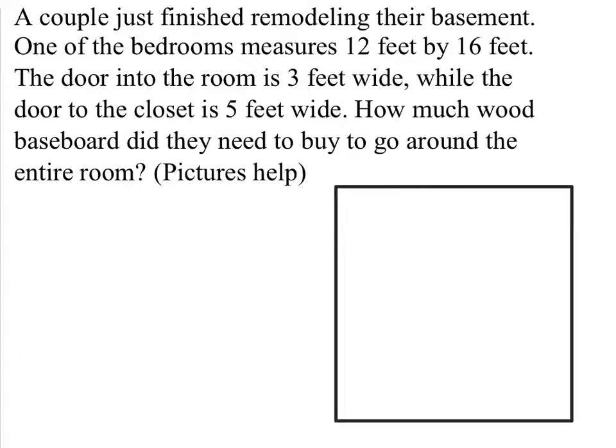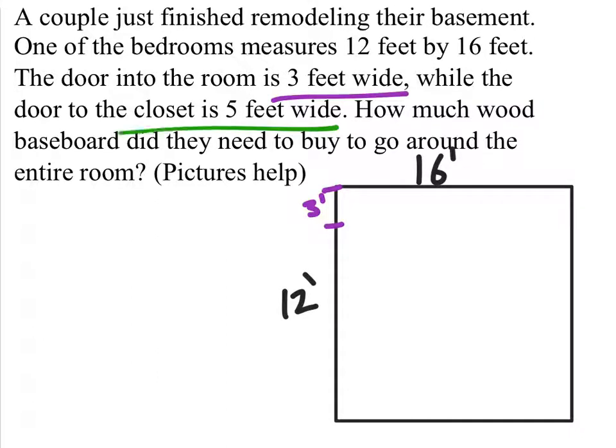So the first thing I would do, and it does say that pictures help, right, is I've got just a quick diagram here. And it's 12 feet by 16 feet. It doesn't really matter where you label these. Now the thing about the door is it doesn't say where it is. You get to choose where the door is. So I'm just putting it in the corner really for convenience. And that's 3 feet wide right there. That's the closet. I'm sorry, the door. The closet is 5 feet wide. Now again, it doesn't really matter where you put it. I guess I'm going to put it over here at 5 feet wide.